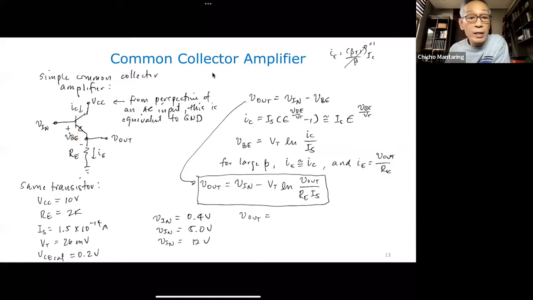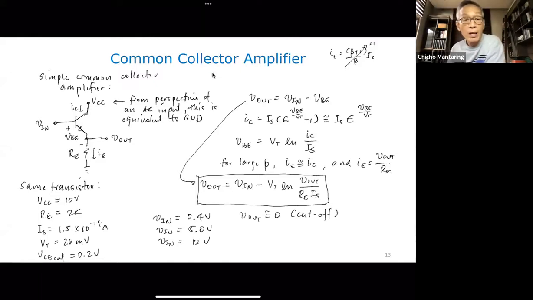V in equal to 0.4 volts is not enough to really make this base emitter diode start conducting. So if it's cut off, IE is approximately equal to 0. So V out will be approximately equal to 0. So this will be approximately equal to 0. So you get your cut off.